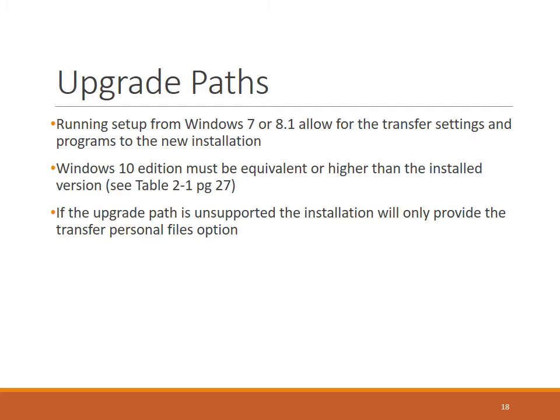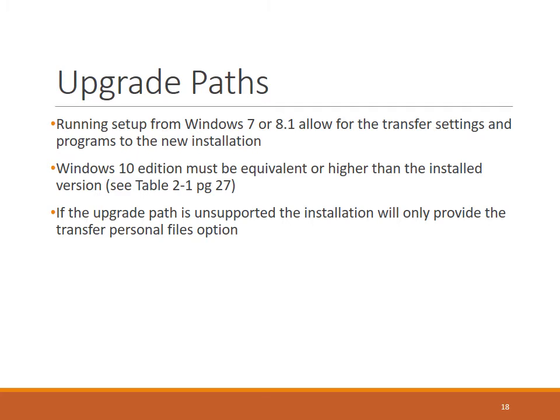So for example, if you have Windows 7 Professional, it's pretty easy. You can upgrade directly to Windows 10 Pro. If you've got Windows 7 Starter, Home Basic, or Home Premium, you can upgrade directly to Windows 10 Home. Hope that makes sense.